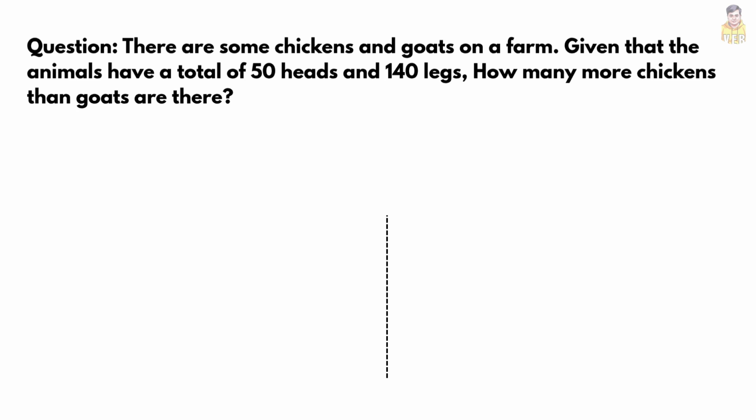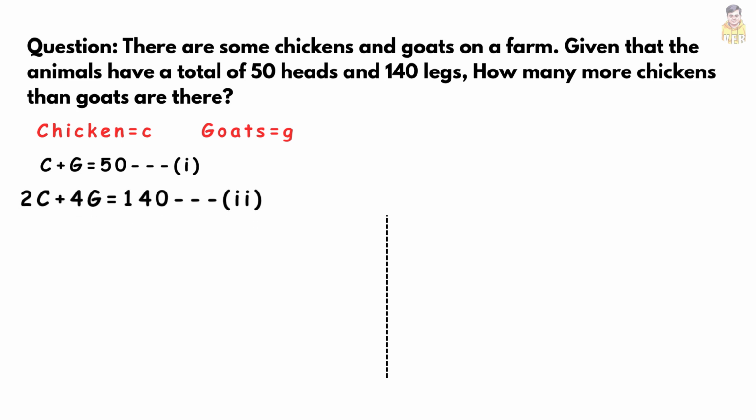Now, for solving this, we have to form equations. First, let us assume the number of chickens equals C, and the number of goats equals G. Since each animal has one head, the first equation will be C + G = 50. Next, chickens have 2 legs and goats have 4 legs, so the second equation will be 2C + 4G = 140.